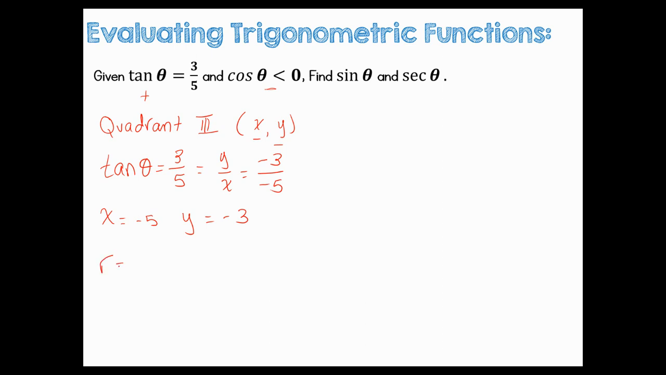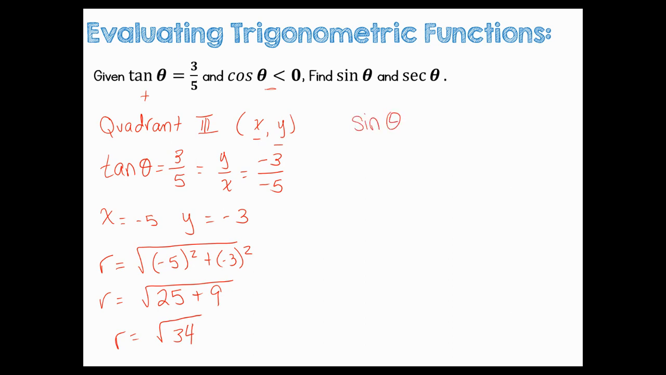We use this information to find r. So we have negative 5 squared plus negative 3 squared. R is going to give us 25 plus 9. This is starting to look a little familiar. It's a reverse of the point that we had before. Before we had negative 3, negative 5. So r is still the square root of 34. We can't simplify that. So to find the sine of theta, we know that sine is y over r. So I have negative 3 over the square root of 34.